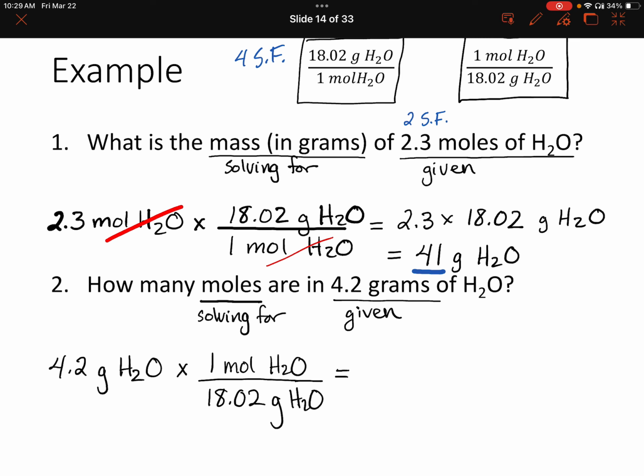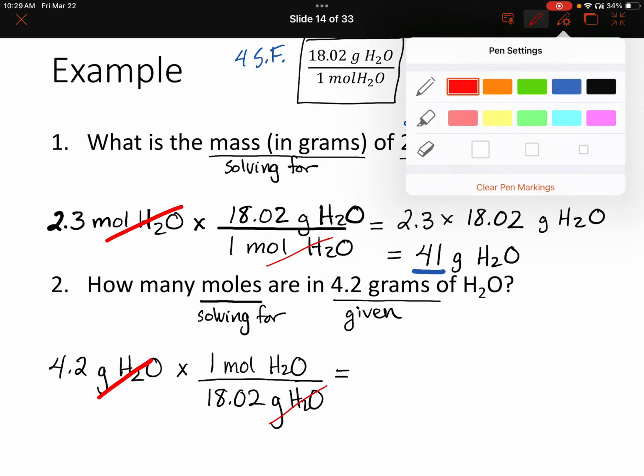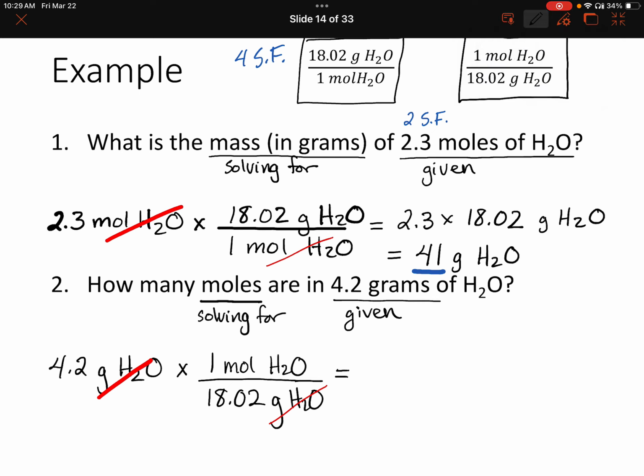All right, so let's make sure our units cancel. Grams of H2O cancels with grams. So that leaves us with our desired unit of moles. If we simplify the math here, it looks like we're dividing 4.2 by 18.02. And then we have our unit there.